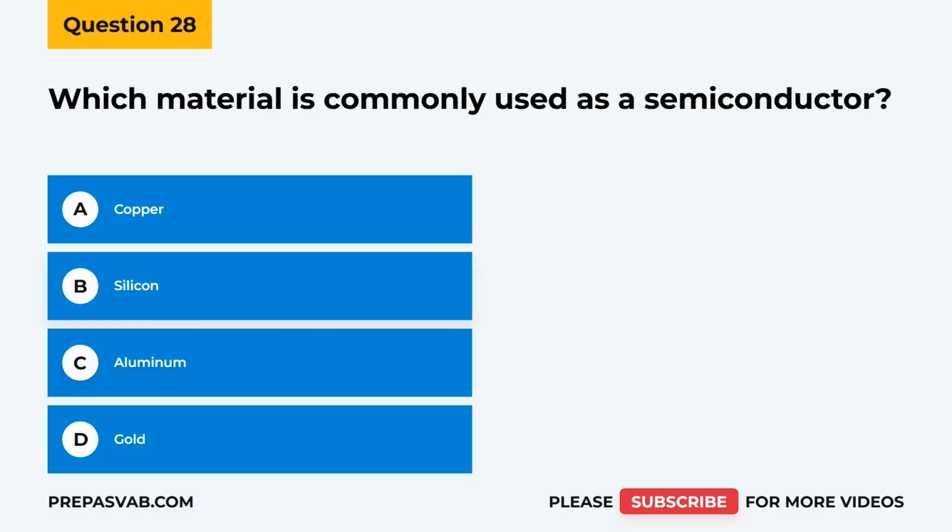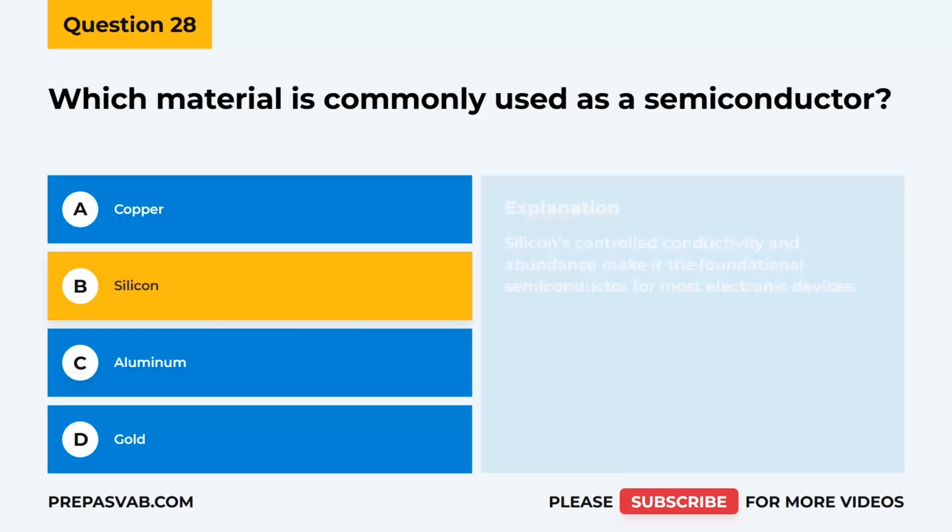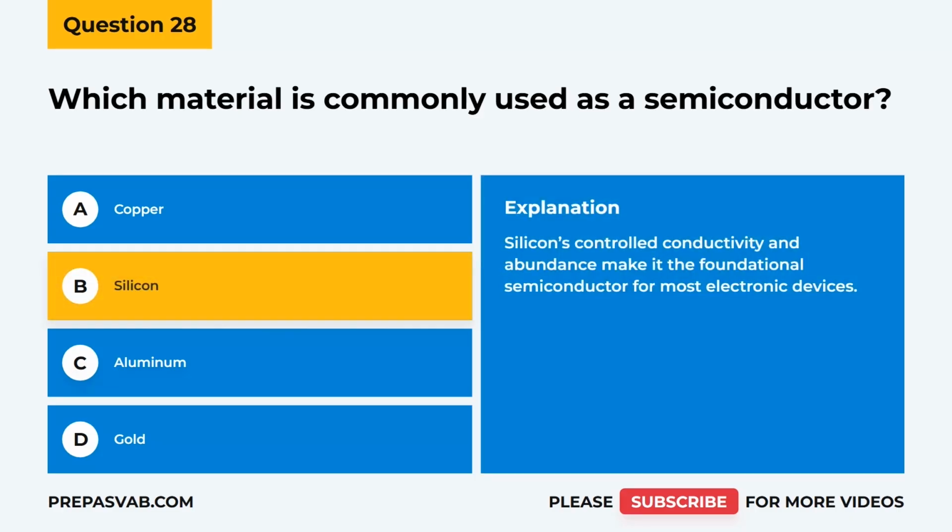Question 28. Which material is commonly used as a semiconductor? A. Copper. B. Silicon. C. Aluminum. D. Gold. The correct answer is B. Silicon. Silicon's controlled conductivity and abundance make it the foundational semiconductor for most electronic devices.